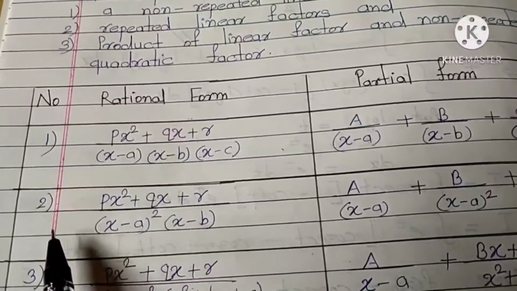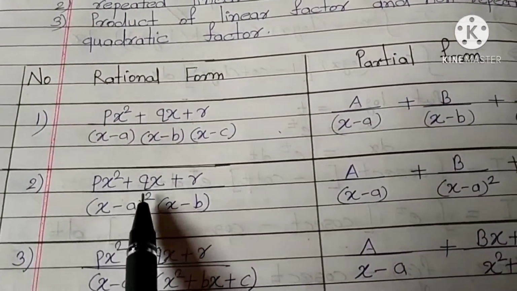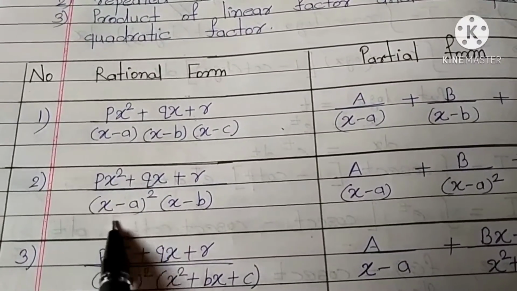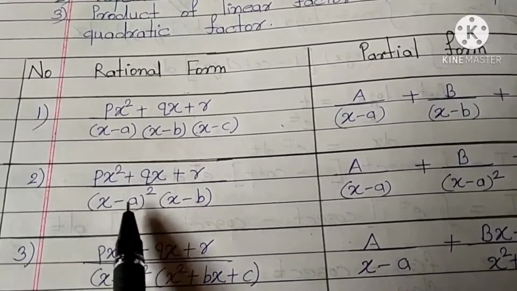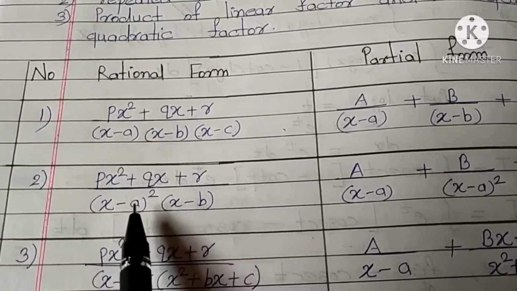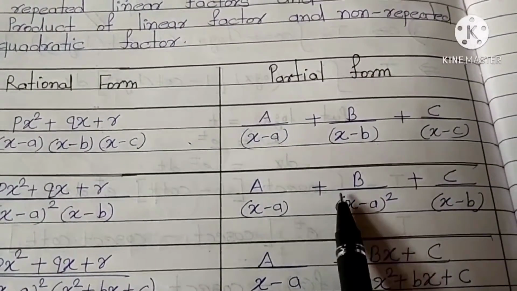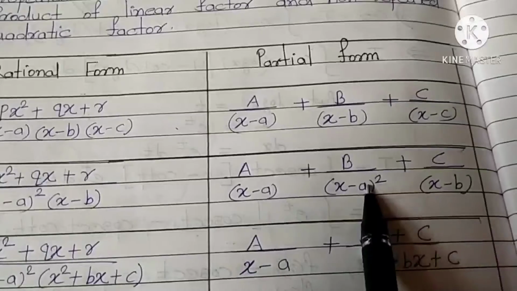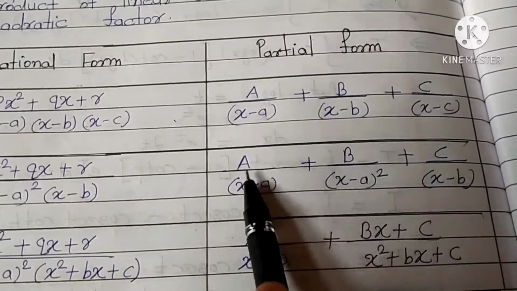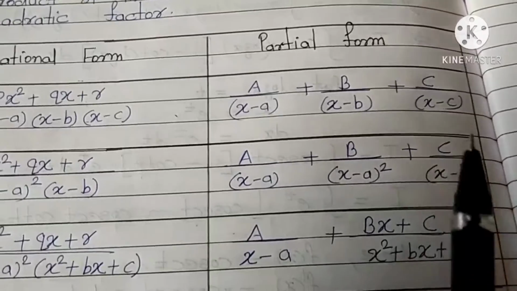Now, the second form: px square plus qx plus r upon x minus a square into x minus b. You can observe that there is one factor which is repeated, that means x minus a, x minus a. So we take here x minus a whole square. It can be reduced in partial form like that: a upon x minus a, first factor, plus b upon x minus a whole square, and third part c upon x minus b. Here also three unknowns a, b, c we have to find, then we get our required solution.